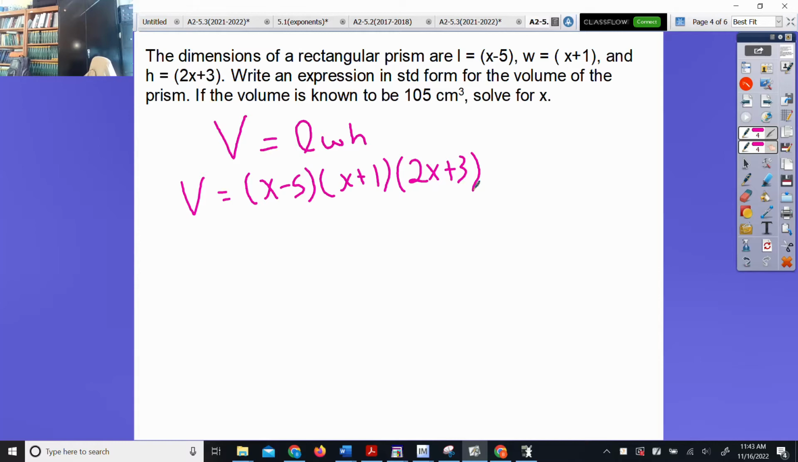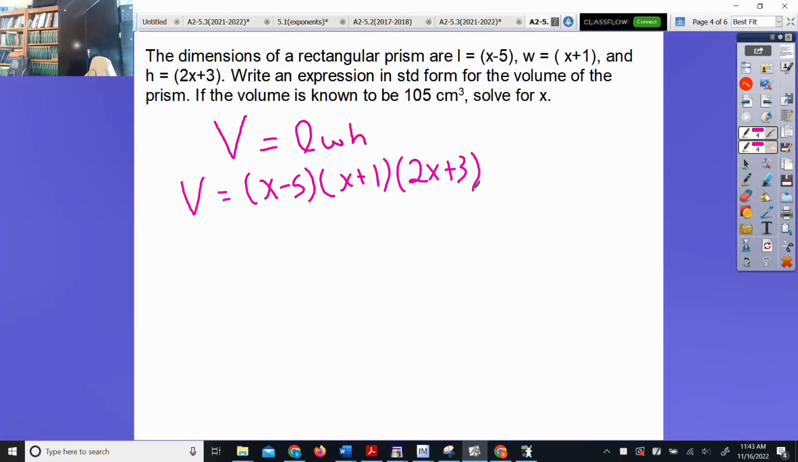Something I see a lot of kids do is they'll do x times 2x, and they'll do -5 times 1 times 3. Do you think that's ever going to be right? No. There's no one easy way to do this. This is a multi-step process.